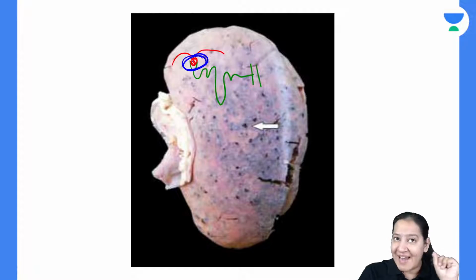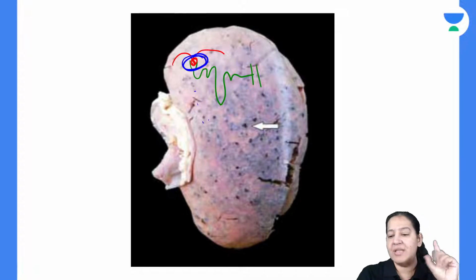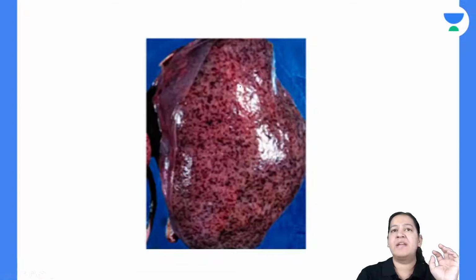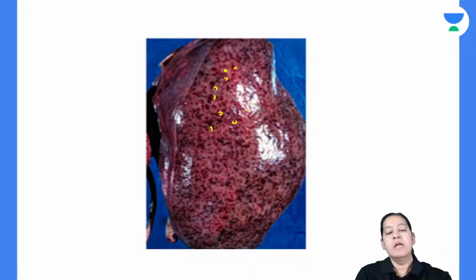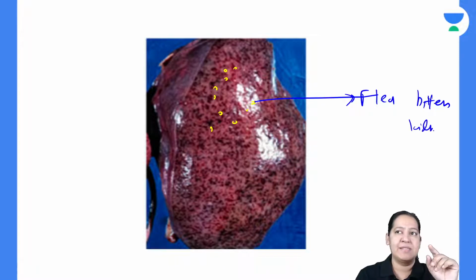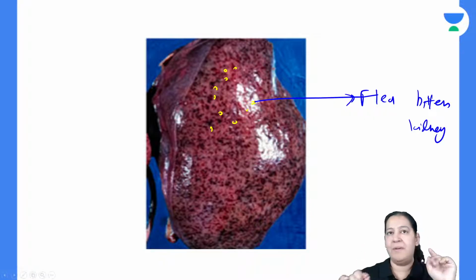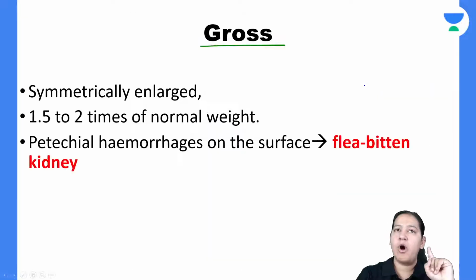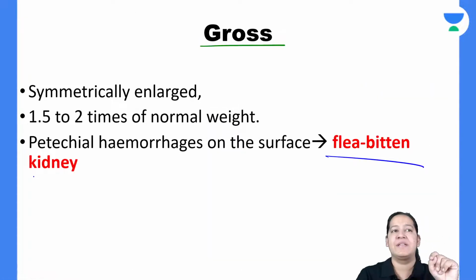So because of this antigen antibody complexes formation, the entire kidney has multiple red colored dots on it. Can you see? It looks like there is an insect known as flea. Flea bitten kidney. Flea have bitten the kidney at multiple sites, right? That's why the kidney is having multiple red spots. So there is a terminology known as flea bitten kidney.